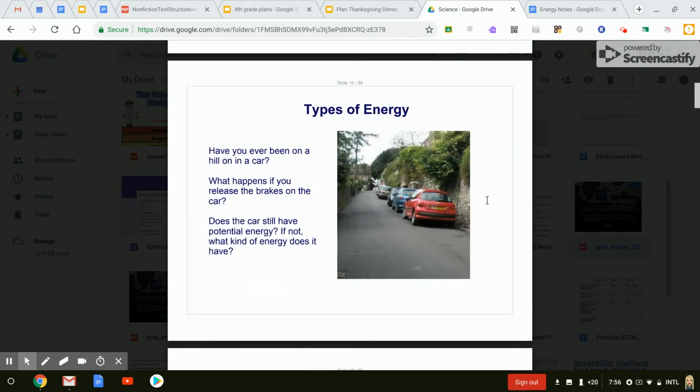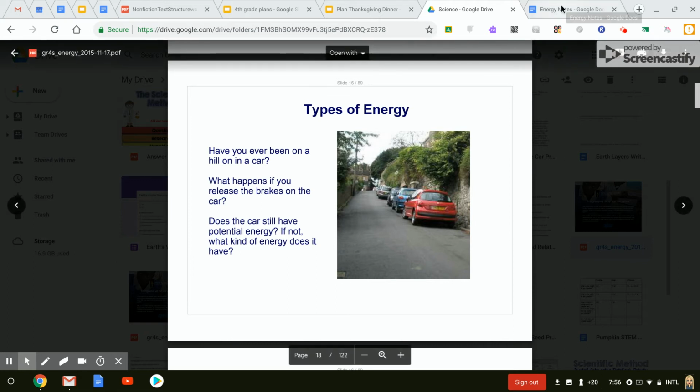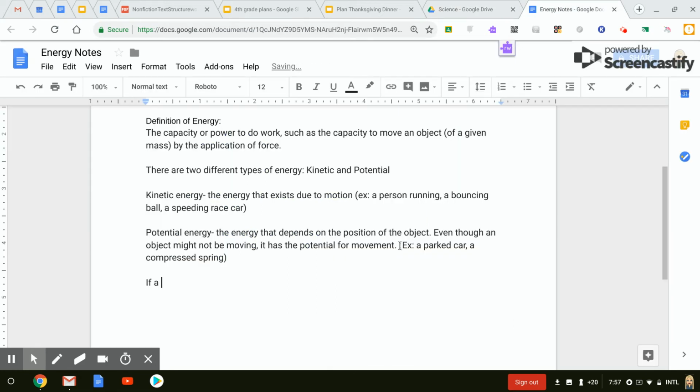So these are some questions about the types of energy, and it asks if you've ever been in a car on a hill, what happens if you release the brakes on the car? Does the car still have potential energy? And if not, what kind of energy does it have? So I want you to answer that question. If a car is parked on a hill and the brakes are released, what type of energy does the car have? I want you to write that question in your notebook and give me an answer there.